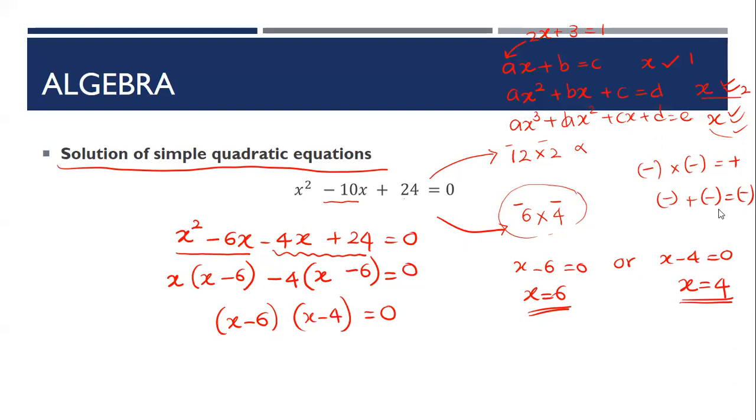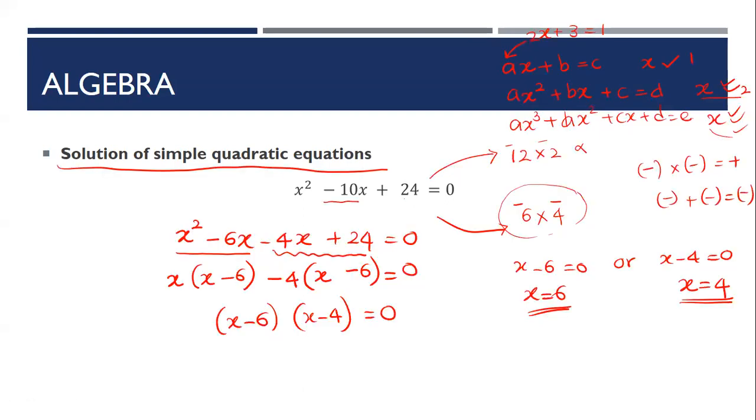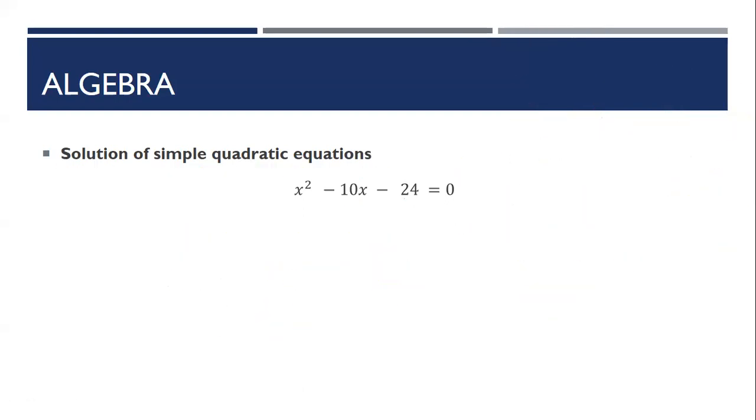Okay, let's move on. So here, okay, so the example question 2. The quadratic equation is given: x square minus 10x minus 24 is equal to 0. So find out what are the values for the x.